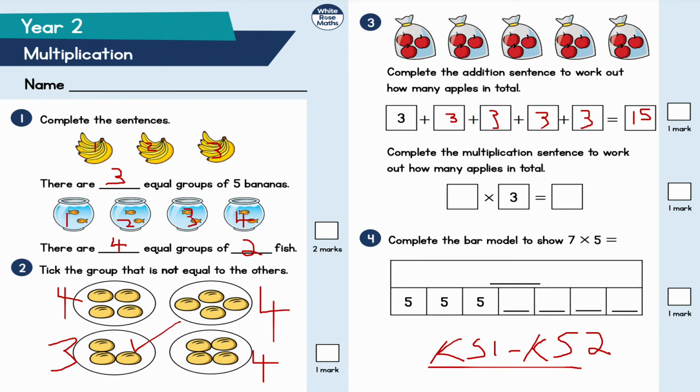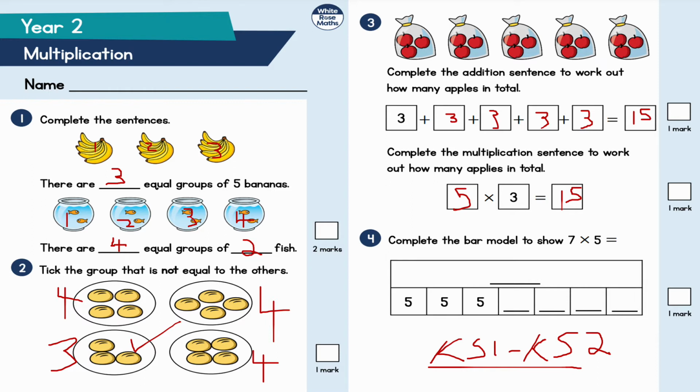Complete the multiplication sentence to work out how many apples in total. Well, I've got 5 lots of 3, which is equal to 15. Adding the same number over and over again a certain amount of times is the same as multiplying that number by the amount of times you are adding it together, if that makes sense. So here I'm adding 5 3s together, so it's 3 5s, or 3 times 5, or 5 times 3.